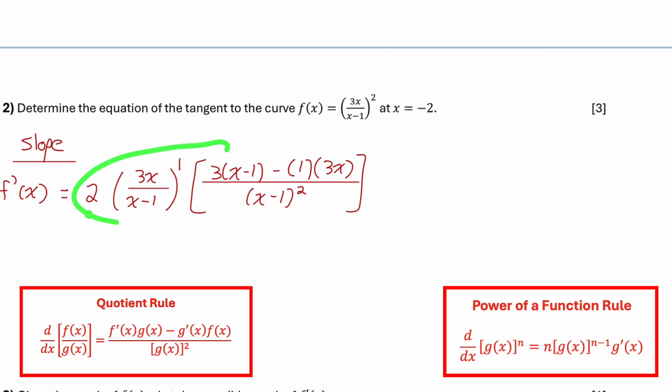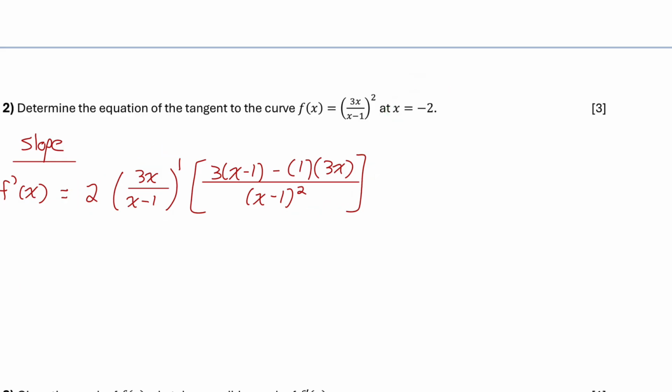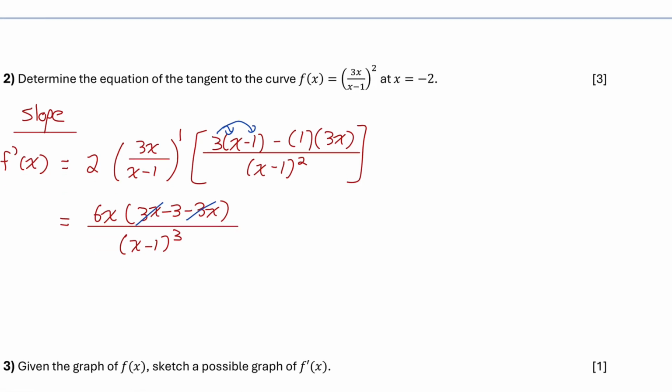Now I need to find the value of this derivative when x is negative 2. So I can sub negative 2 into this unsimplified version, or I could simplify it a bit first if I wanted to. In the numerator, I have 2 times 3x, which is 6x. And if I distribute and simplify in this last factor, I would have 3x minus 3 minus 3x. And that's all over x minus 1 times x minus 1 squared. Adding those exponents, I get x minus 1 cubed. Notice these 3x's cancel. And in the numerator, I just have 6x times negative 3, which would be negative 18x. So I'll write my final simplified version there.